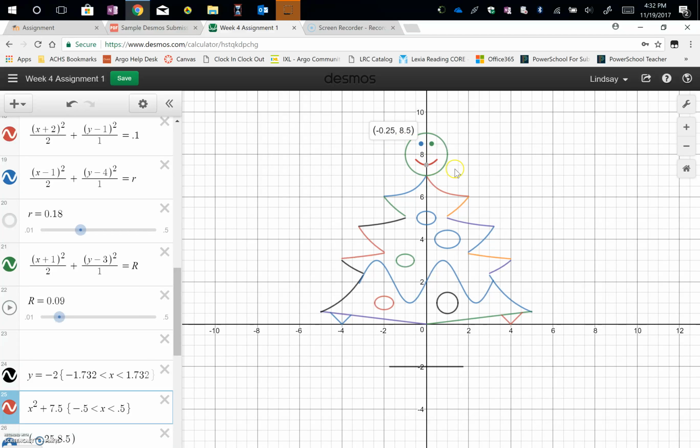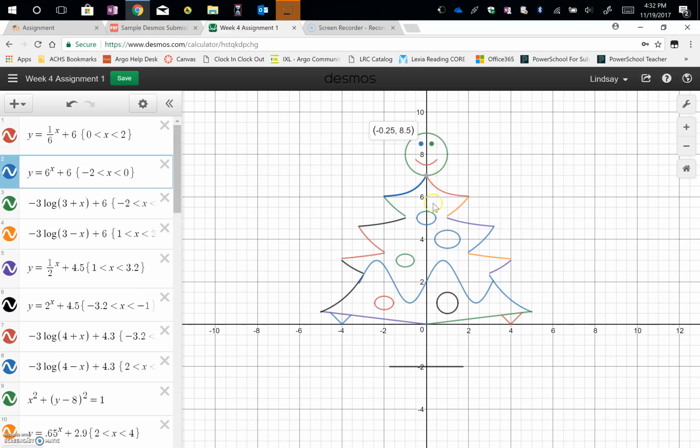And then to form the sides of the tree, I took a lot of time to figure out the different functions to use, but I mainly use exponential functions and logarithmic functions just because they kind of go in these directions. But I had to use a lot of restrictions so that the logarithmic functions and the exponential functions didn't go past the line or past the tree. So this is the general shape of my tree.